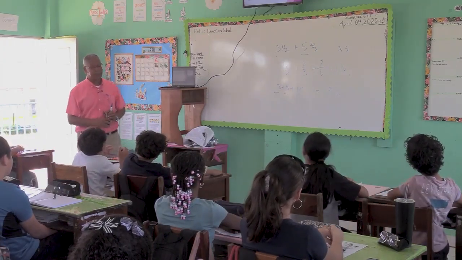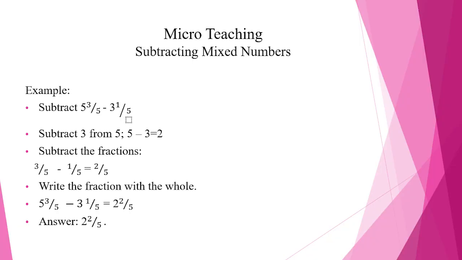Okay, so they have the example there. So let's look at the example they give you. You want to subtract 3 and 1/5 from 5 and 3/5. So the first step would be to subtract the whole numbers.